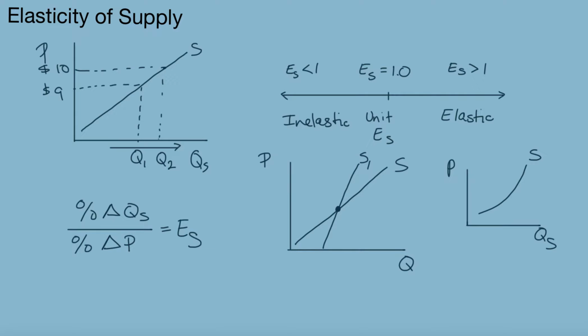Another thing is the time horizon. Just like price elasticity of demand, the longer the firm has, just like the longer the consumer has, the more the relative elasticities change.